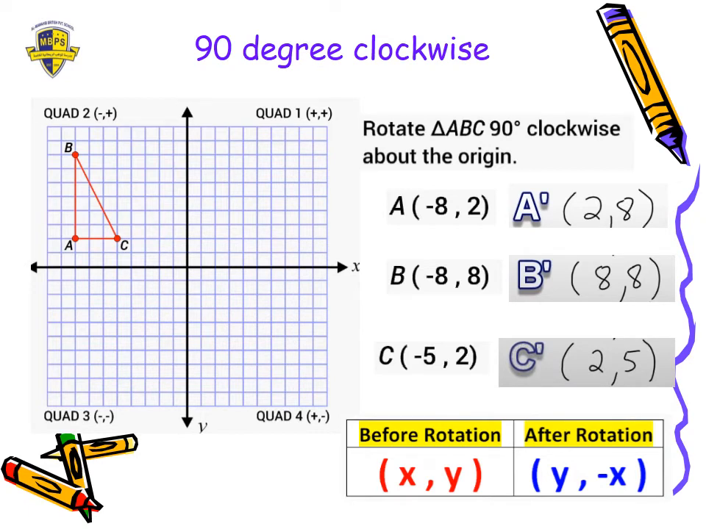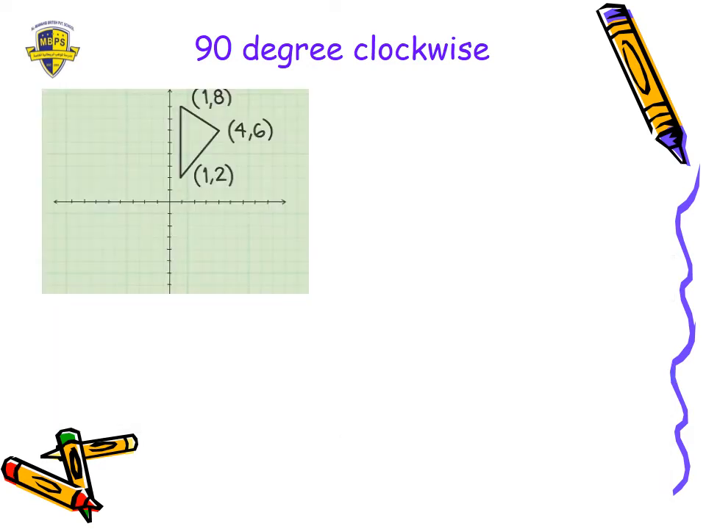Excellent. After that, we plot the new dots. Then we match between these dots, and this is the rotated triangle. Here also we have another example. You can see this triangle, and we want to rotate it 90 degrees clockwise around the origin.